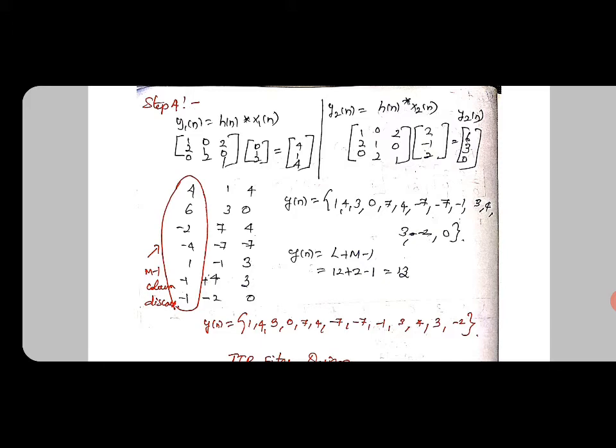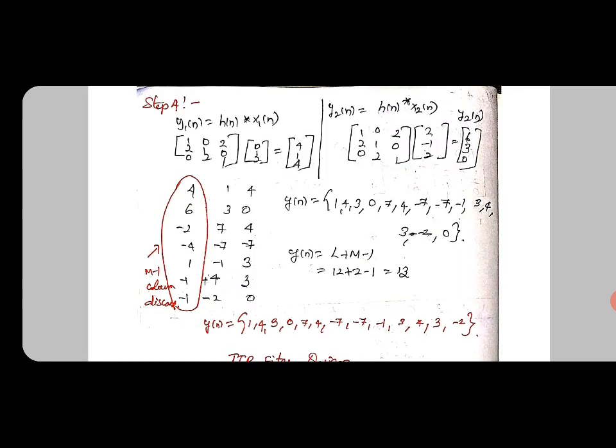Finally, step 4: y1 of n is equal to h of n convolved with x1 of n. The matrix 1, 2, 0; 0, 1, 2; 2, 0, 1 multiplied by 0, 1, 2 gives 4, 1, 4. Similarly, we can obtain y2 of n also, and then so on. We need to write the output sequences of y of n row-wise, which is 4, 1, 4; 6, 3, 0; minus 2, 7, 4; minus 4, minus 7, minus 7; 1, 1, 1; minus 1, 3, minus 1; 4, 3, minus 1; minus 2, 0.